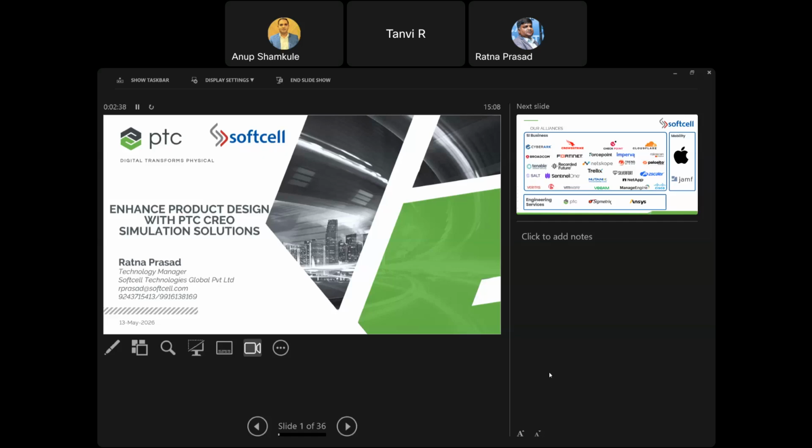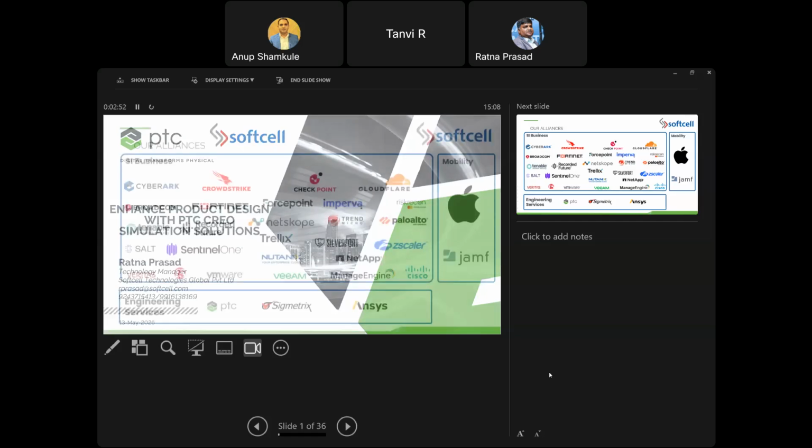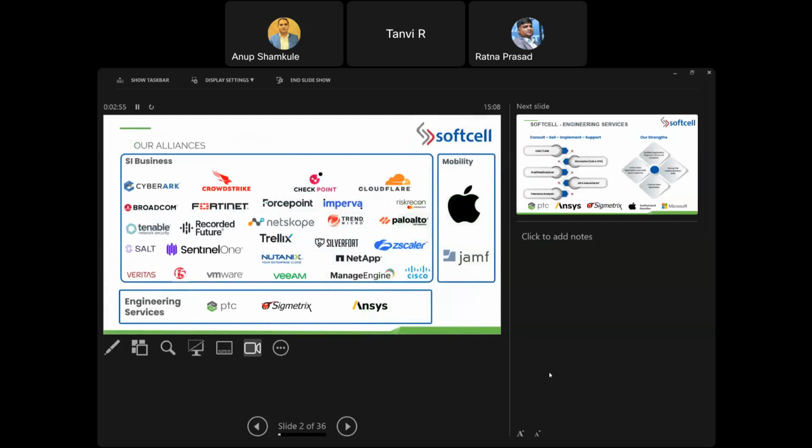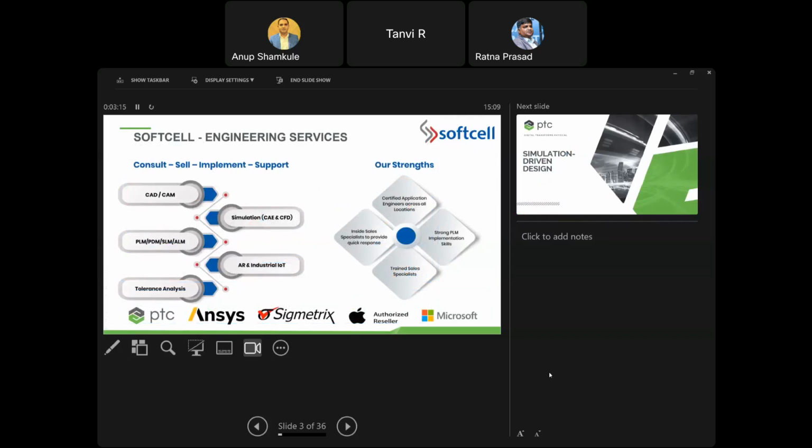which is Softcell Technologies. So as Tanvi said, Softcell Technology Global Private Limited, we are a 35-year-old company, which is in engineering solutions and also in terms of system integration and mobility solutions as well. So these are some of the alliances which we have in terms of selling the solutions and also implementing them and helping customers adopt these solutions. Here, the engineering services business division is what we are representing, where we are partnered with PTC and Ansys Sigmetrix for their entire range of products and solutions.